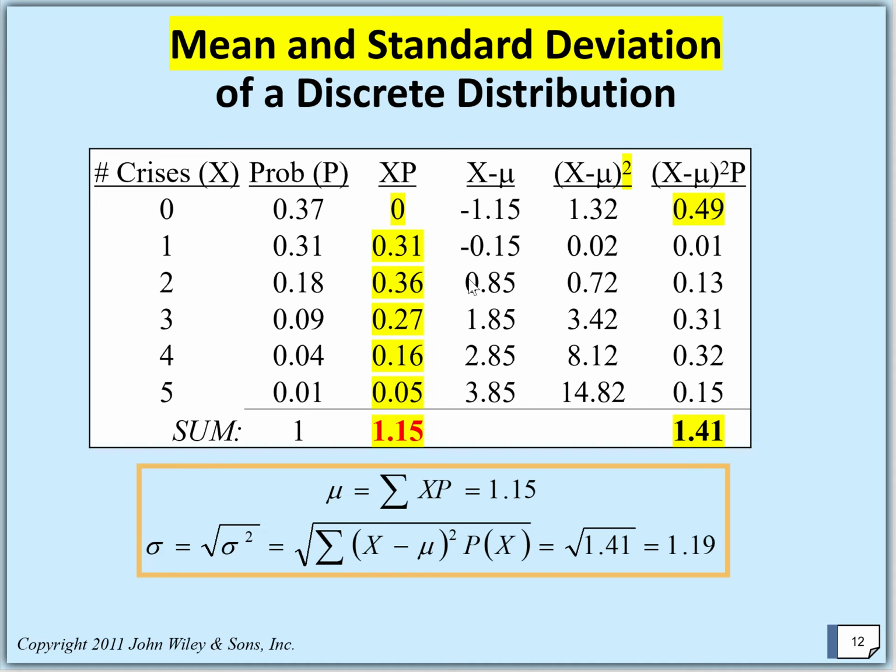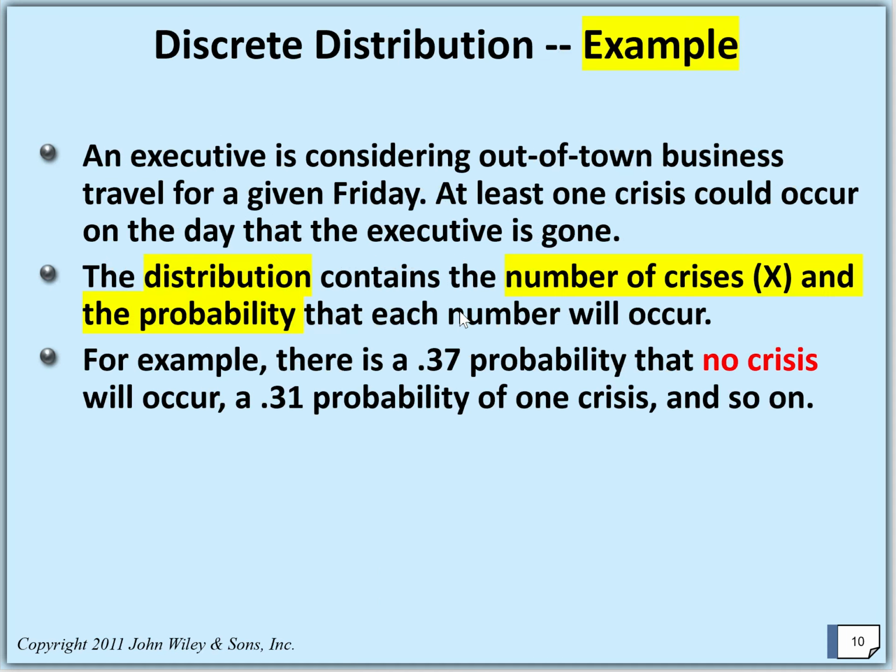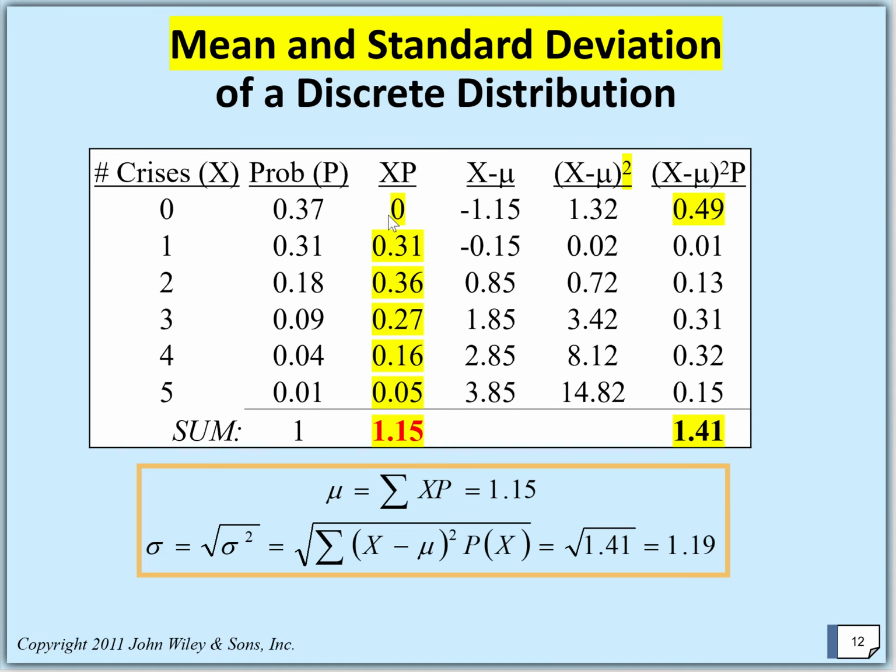Now, we know that the variance is x minus the mean. So what was variance? x minus the mean, this whole thing squared, multiplied by the probability. All right. So let's compute that. So this is the distance from the mean. 0 minus 1.15, we get minus 1.15, and then we square it. When we square it and multiply it by the probability, this gives us the variance. And if you take the square root of the variance, you get the standard deviation. So the standard deviation is 1.19. Okay, now we're getting somewhere.